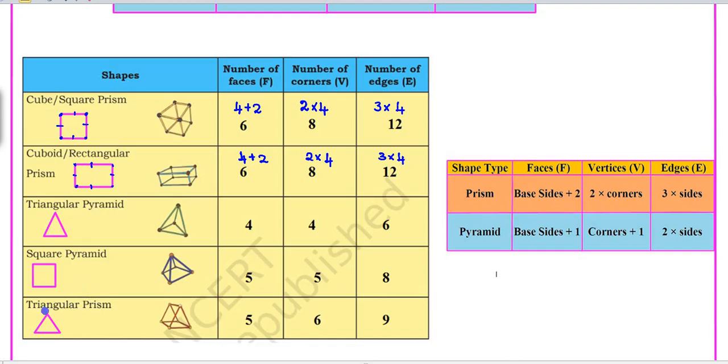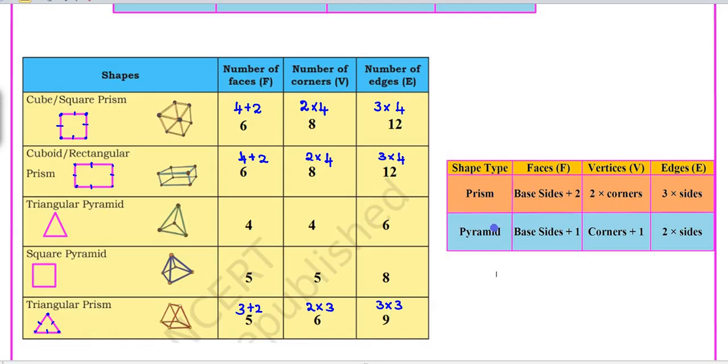Now the next prism, triangular prism, we can just consider and check the formula, right? First you have to consider base sides. How many sides? We have 1, 2, 3 sides. 3 sides plus 2, 3 plus 2, we will be having 5. And 2 into corner. So 2 into corner, how many corners are there? 1, 2, 3. 2 3s are 6. And edges, 3 into sides. We have 3 into sides. How many sides? 3 sides. So 3 3s are 9. Hope you are able to understand.